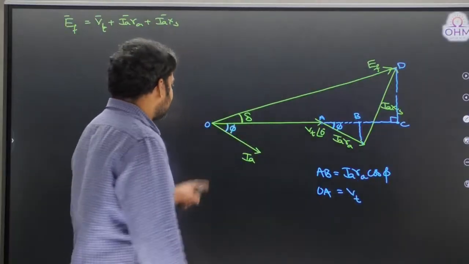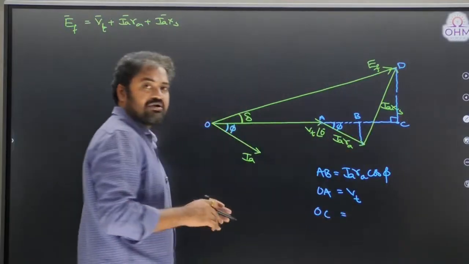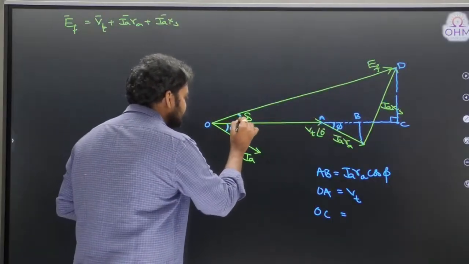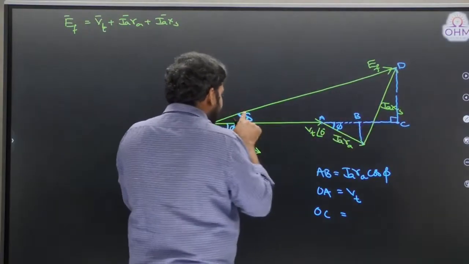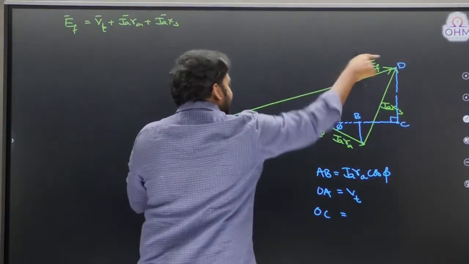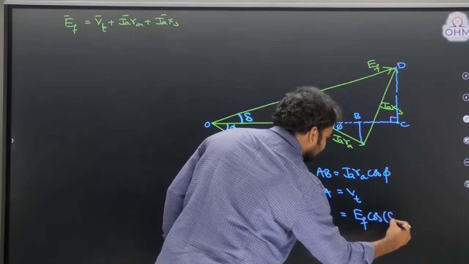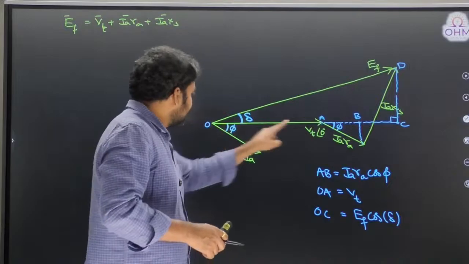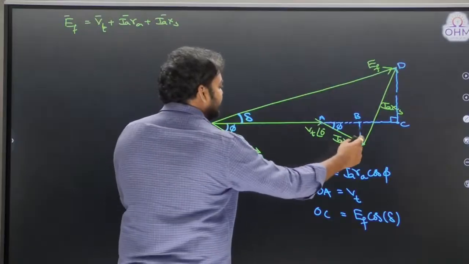Got it? Then what is this overall length OC? What is OC length? I hope you are understanding the triangle, right? Look at this right-angled triangle. In this right-angled triangle, this is angle delta, guys. Okay. If this is delta, OC length is nothing but the adjacent side of delta. Adjacent side of delta means, is it not EF cos delta? Yes, this OC length is EF cos delta. Now my question here is that OA length is VT. This small length AB is equal to IA RA cos phi. Now then what is this entire OB length equal to?